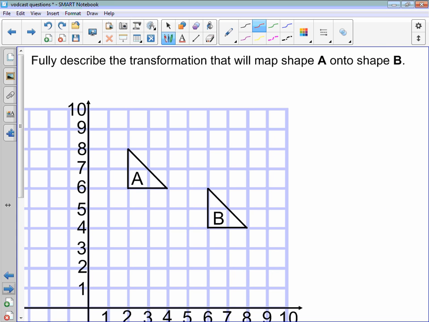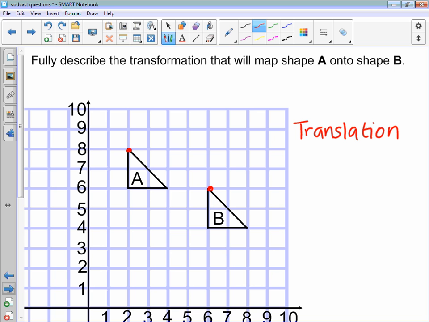Right, and again we're going to be looking at the transformation to map triangle A onto triangle B. Because we know the orientation and the size haven't changed, we know that it's going to be a translation. So let's make sure we write that down. Now again, I'm going to look at one corner on each triangle to see how that has moved. So if I look at that corner there and there.